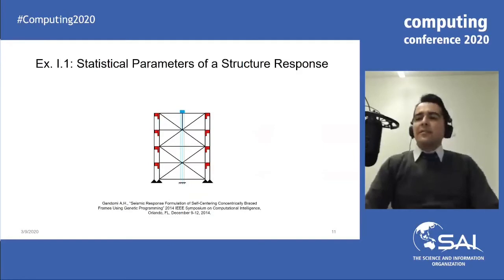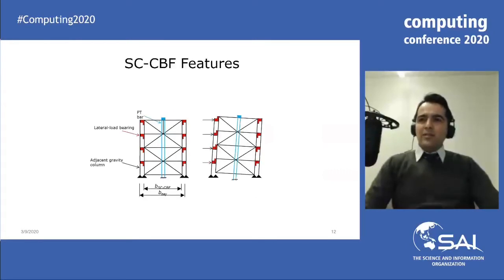And let's start with the first case study, which is a complex structure called self-centering concentrically braced frame system. So we apply genetic programming for modeling the response of this structure. But why is this structure complex? You can see, besides the basic frame element, this structure has, for example, these PT bars which connect the roof to the ground. It has a lateral load-bearing element which connects this adjacent gravity column to the frame column and makes this structure's behavior very complex.